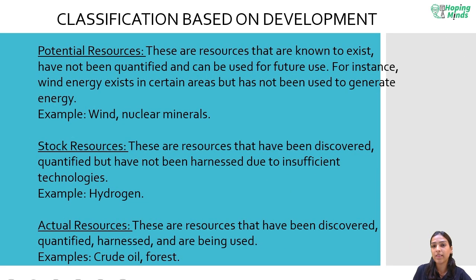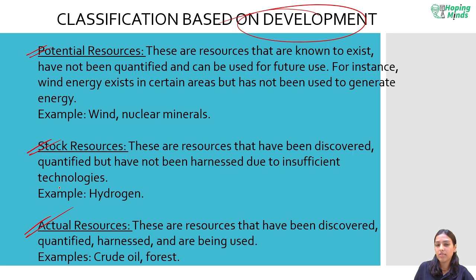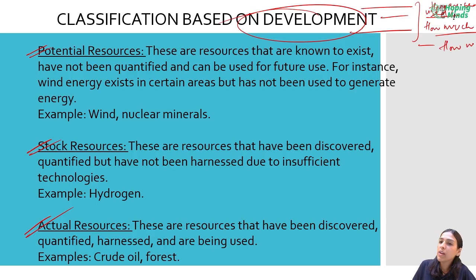Our next classification is based on development. How are these sources discovered? How are these sources formed? How did they come into their existence? Potential resources, stock resources, actual resources. Development also here means how are these being used? How much are these being used? And how much is being left for future generations?